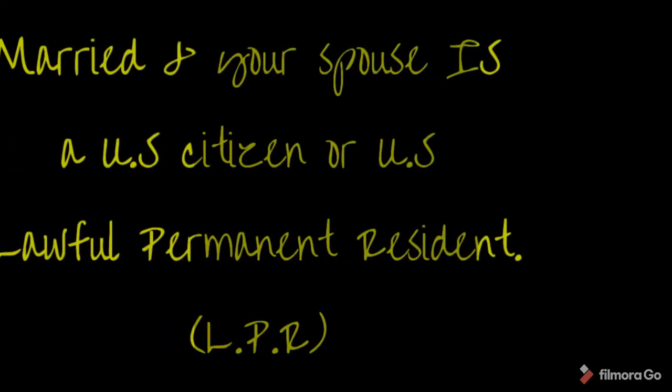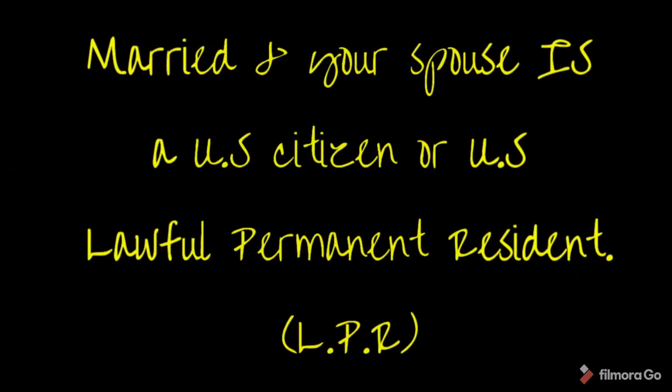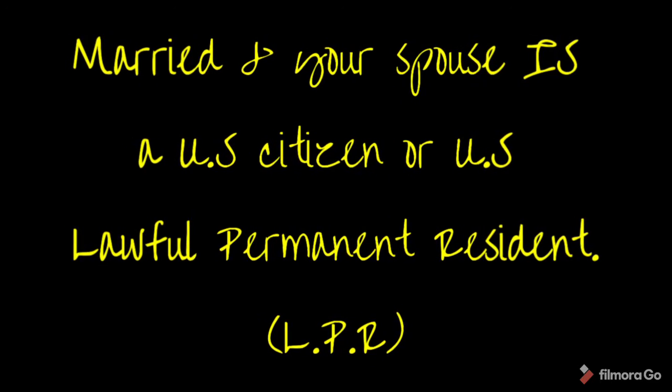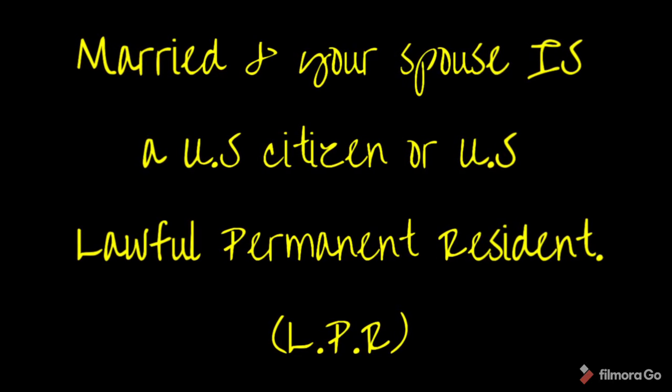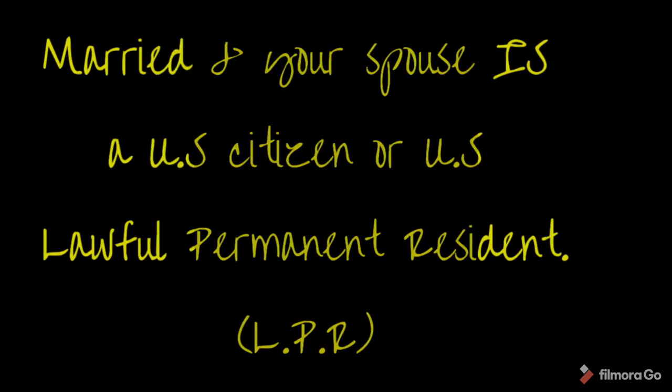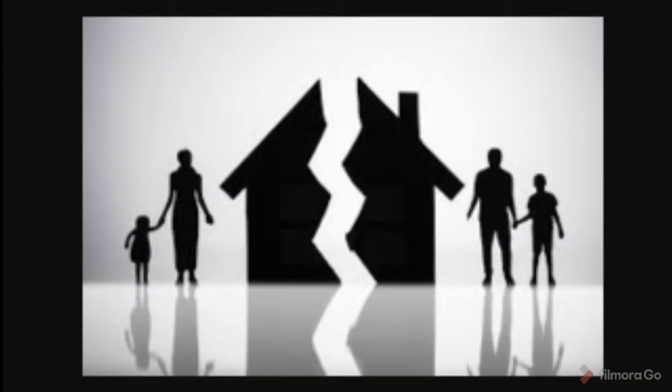The third category is married and your spouse is a US citizen or a US lawful permanent resident, or LPR. This simply means you're married. Let's say you're in Ghana or Nigeria and your spouse is a US citizen, and he stays there. Or if he's not staying there, he could be a US citizen. Maybe he won a green card some time back and is now a lawful permanent resident.